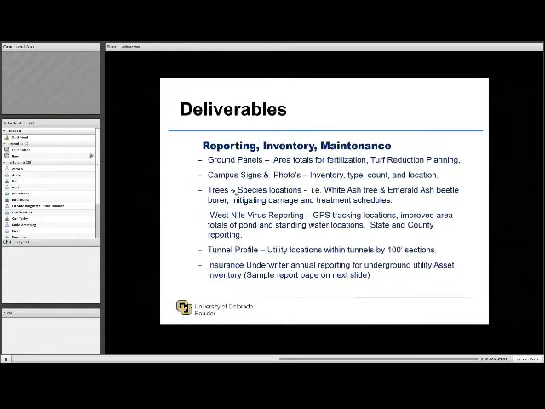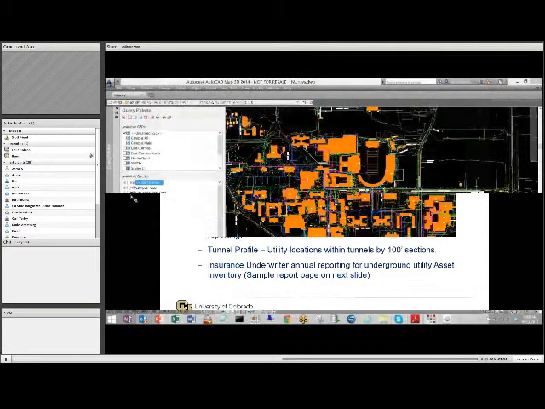And West Nile, I'll just touch on real quickly. The state and the county require reporting for the West Nile virus. This was a way to GPS ponds and get our area totals better for the ponds using the GPS, and then the information about that pond and where West Nile was found. Really helped them with their totals and report.